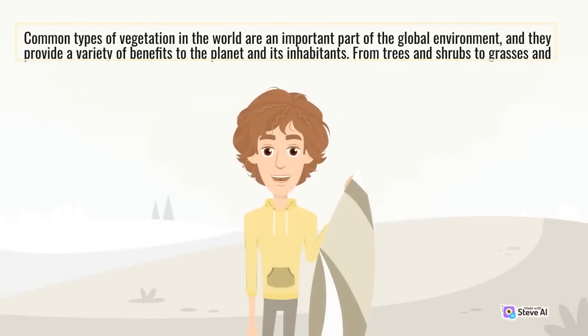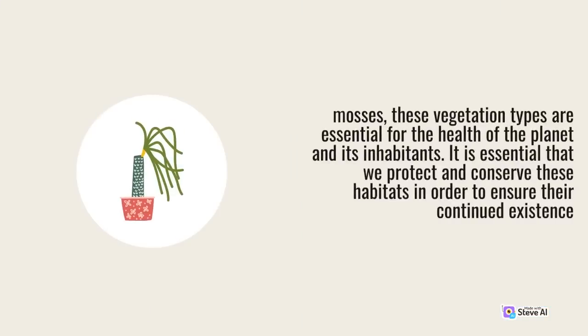Common types of vegetation in the world are an important part of the global environment, and they provide a variety of benefits to the planet and its inhabitants. From trees and shrubs to grasses and mosses, these vegetation types are essential for the health of the planet and its inhabitants. It is essential that we protect and conserve these habitats in order to ensure their continued existence.